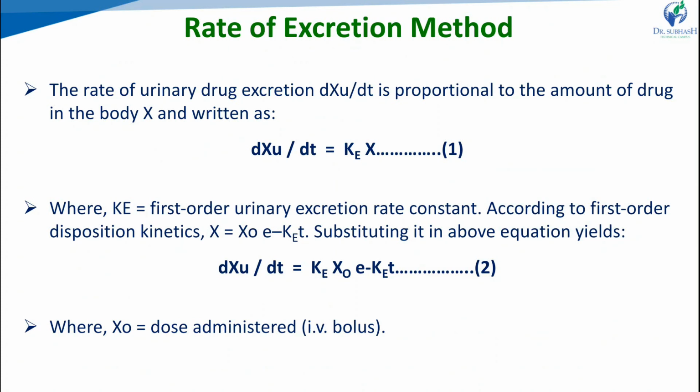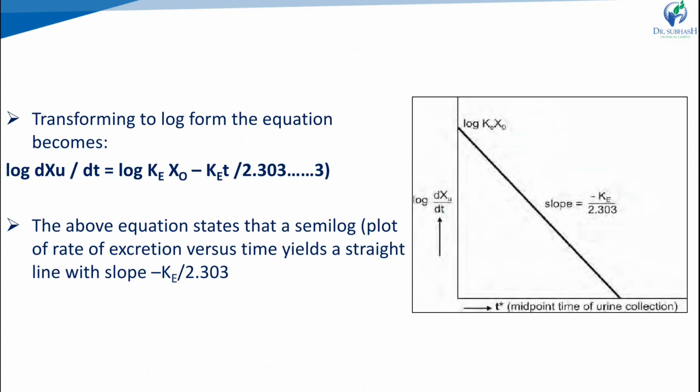We have to go for the exponential form. So X is equal to X0 e raised to minus Kt. Substituting into that equation, it becomes dXu/dt = K X0 e raised to minus Kt. X0 is the dose administered for the IV bolus. Transferring that equation to the log form, it is similar to the plasma drug concentration for IV bolus, IV infusion, and extravascular. So log dXu/dt = log Ke X0 minus Ke t upon 2.303.